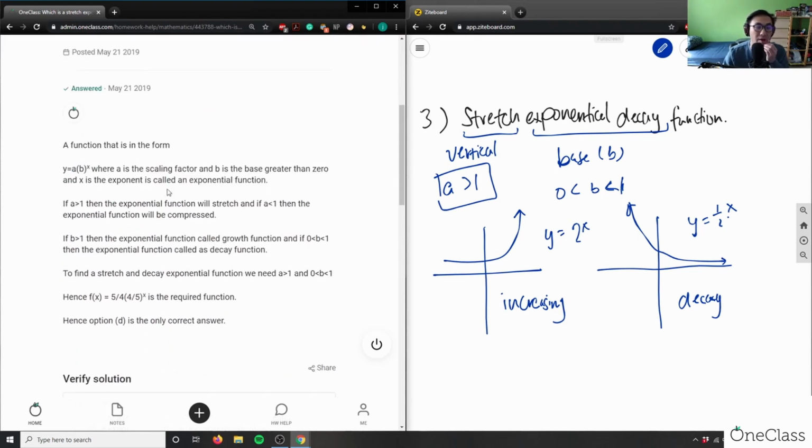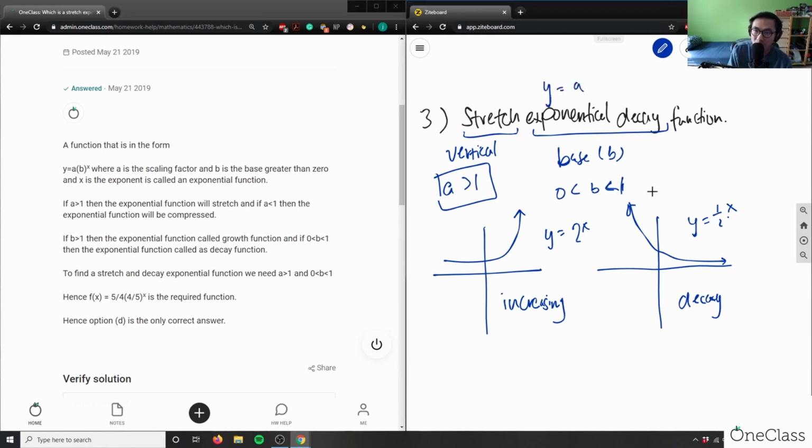So let's look at our answer here. It says y equals ab to the power of x, where a is a scaling factor, which is the vertical stretch factor. That's good. b is the base greater than 0, and x is the exponent, so it's an exponential function, right? If a is greater than 1, then the exponential function will stretch. If a is less than 1, then it'll be compressed.